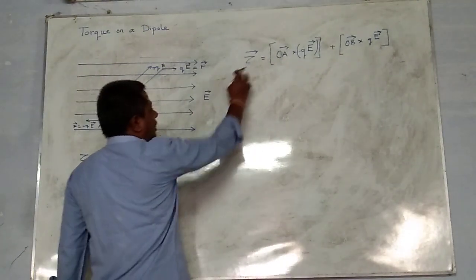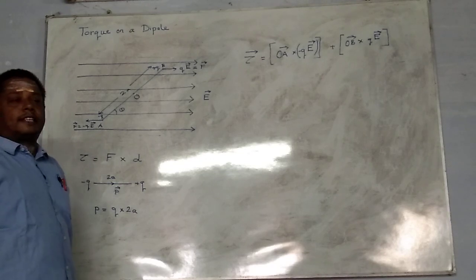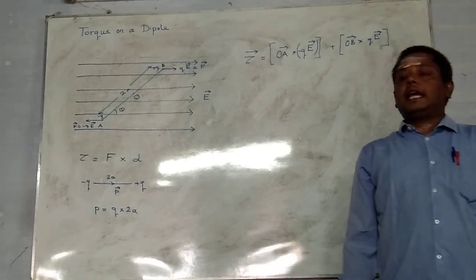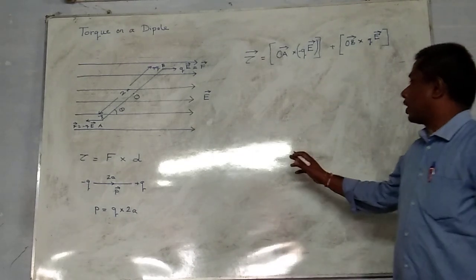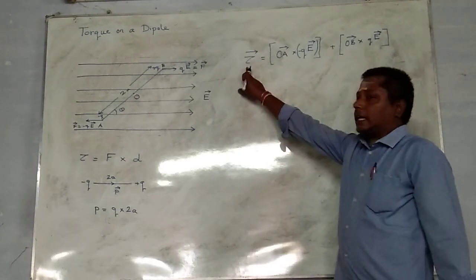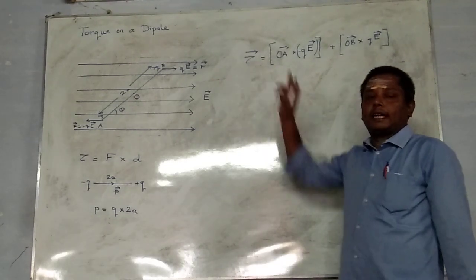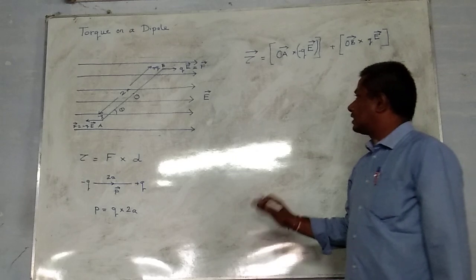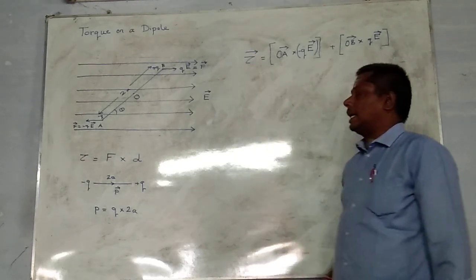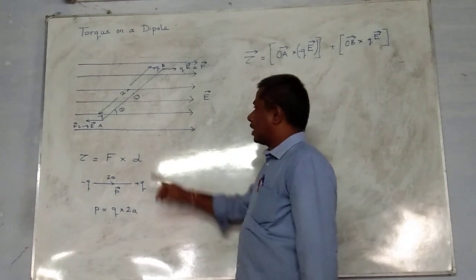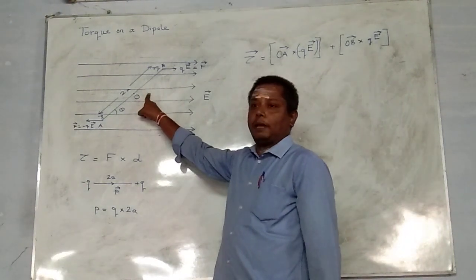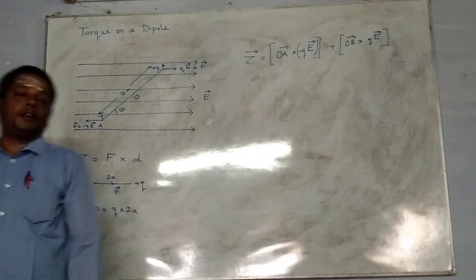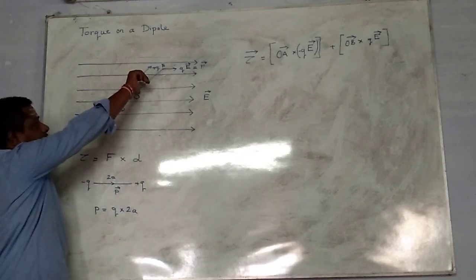Next, torque is a vector quantity. It is a cross product of two vectors, distance and electric force. Cross product means the resultant vector acts in a direction perpendicular to the plane containing these two vectors. Or in simple words, the torque acting on an electric dipole acts in a direction perpendicular to the plane of the paper, directed inwards, by using a right hand rule.